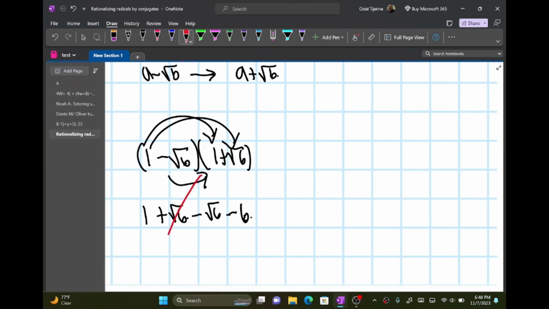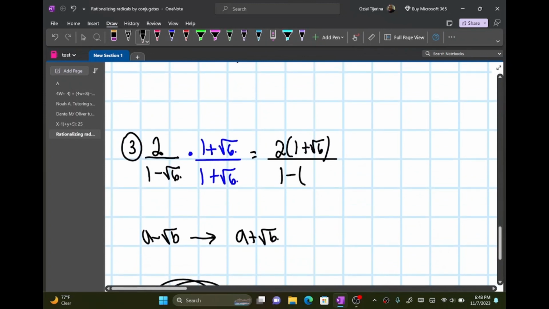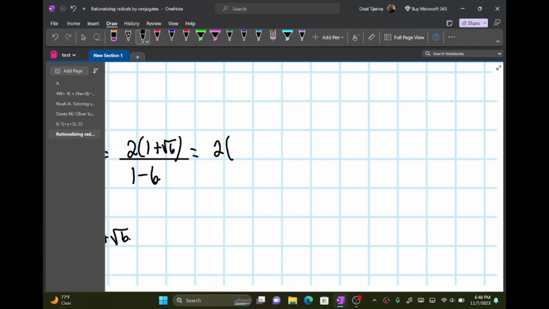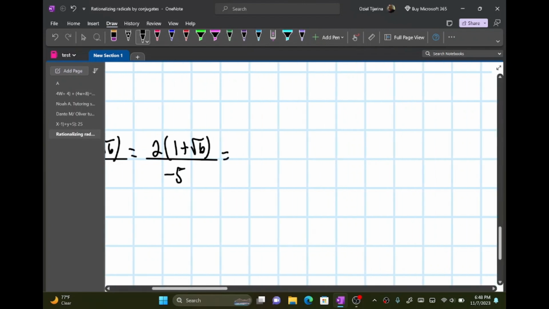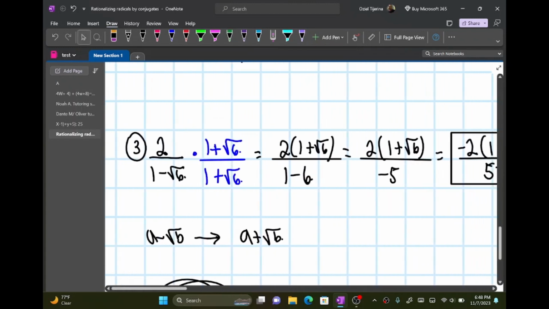So this will cancel out, and we'll just end up with 1 minus 6 on the bottom. So this will be 2 times 1 plus square root of 6 all over negative 5. You can put the negative on the top, negative 2 times 1 plus square root of 6 all over 5. So this is the simplified version of this. So that is our answer for that one.